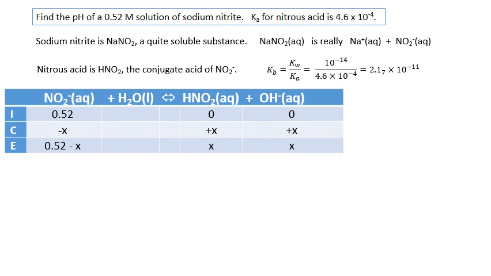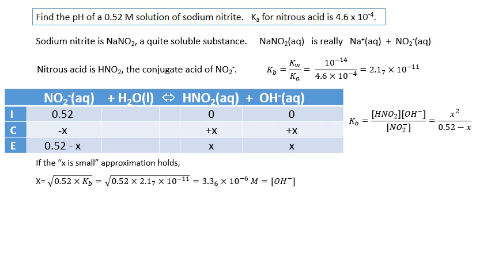Here's the ICE table. Like I say, we almost don't need it. It looks very similar. Instead of 0.22, we've got 0.52. Here's the Kb. Again, X is small ought to work great because we have a Kb that's very, very small. Let's check. X is the square root of 0.52 times Kb. It turns out to be 3.36 times 10 to the minus 6. Now you know where I got that from on the previous slide, that I had the wrong number in there for that. But that's the OH minus ion concentration.